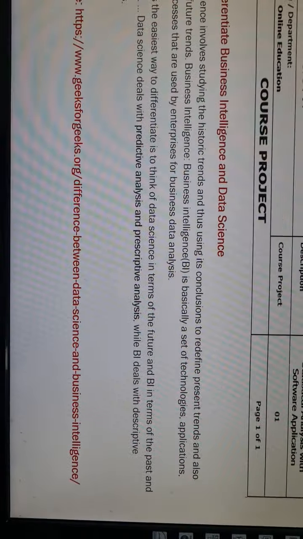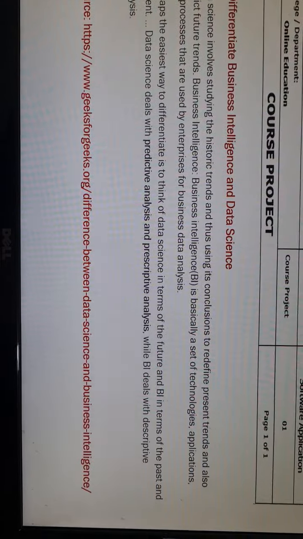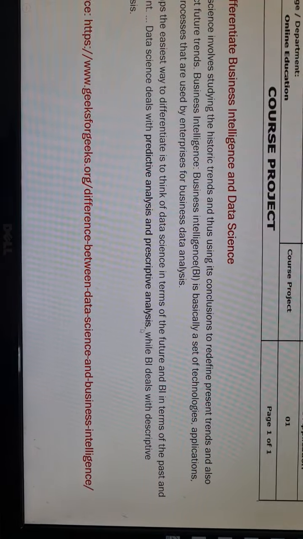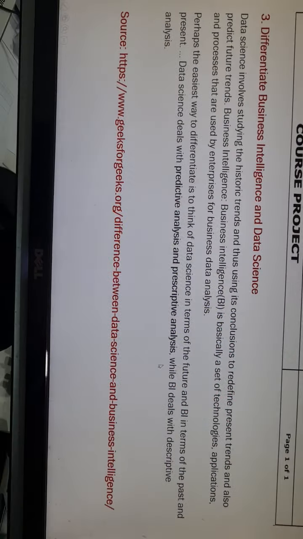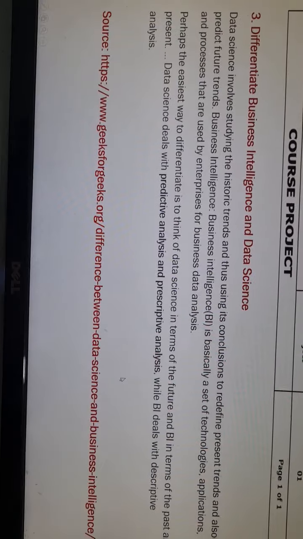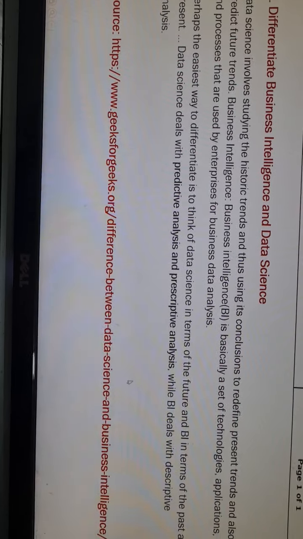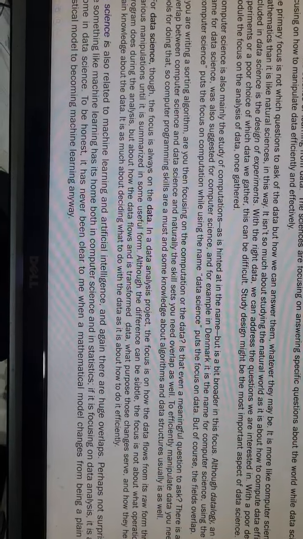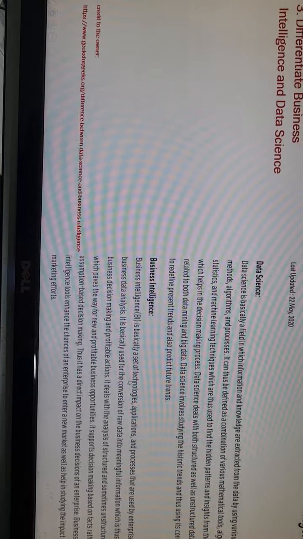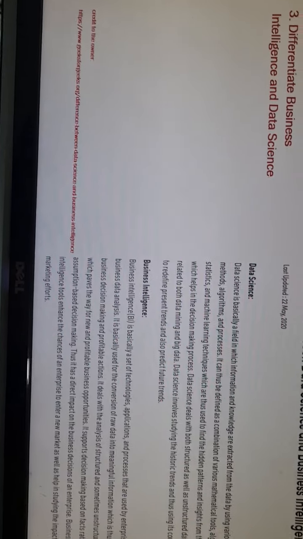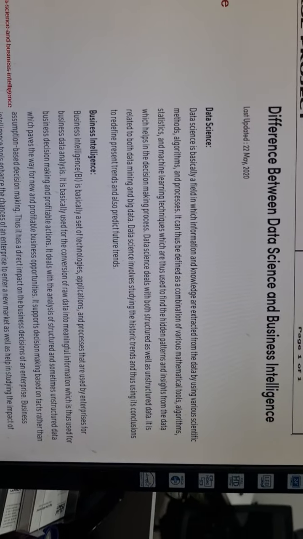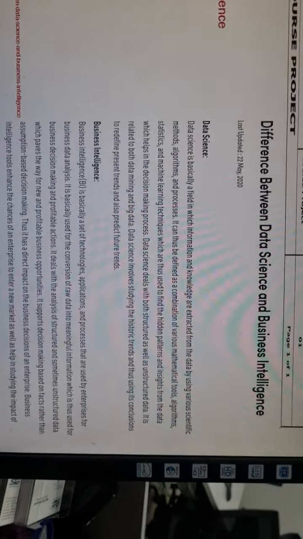Data science deals with predictive analysis and prescriptive analysis, while Power BI or business intelligence deals with descriptive analysis, according to the source given there on the research. So we have here the differentiation between data science and business intelligence.